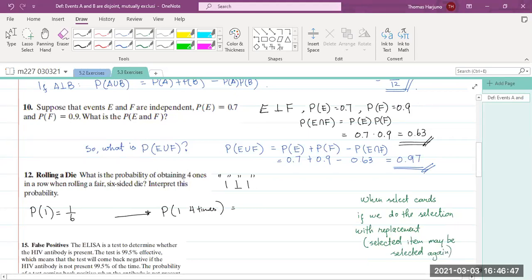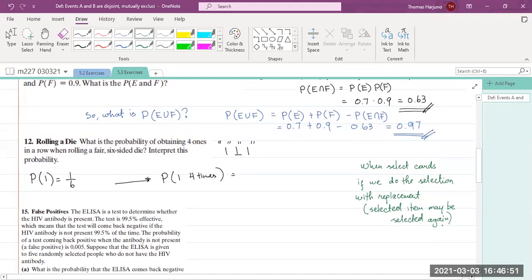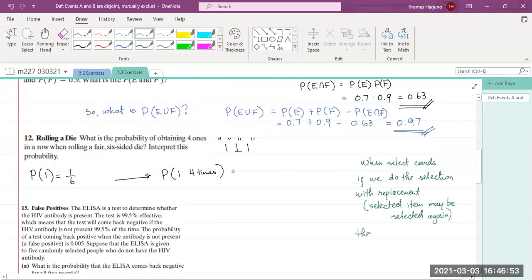You basically put it back and up for selection again, then the procedure becomes, instead of using the word it, let me say the procedure becomes independent.